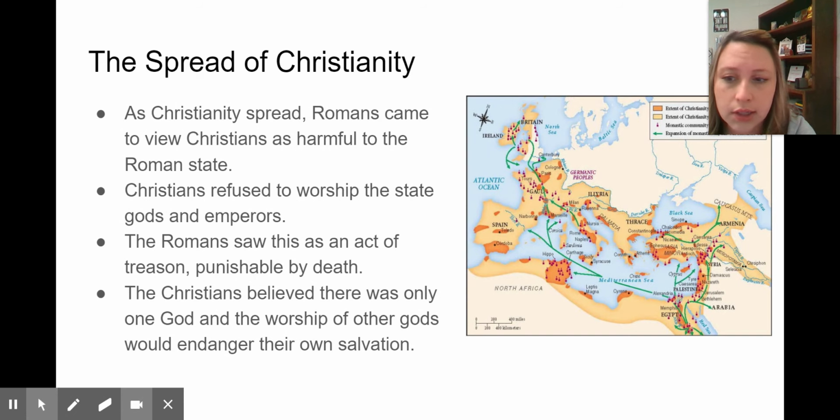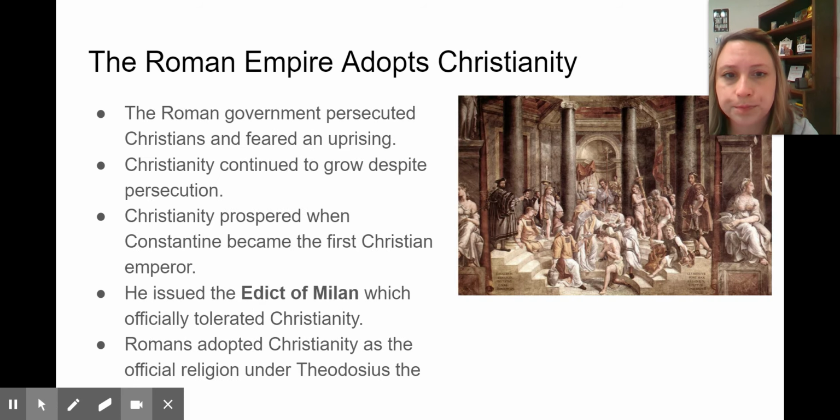There's one God. So the Romans see this as an act of treason, punishable by death, and they start killing Christians. Christians thought that there was only one God. If you worship more than one God, then that's endangering your salvation. So the Roman government persecuted Christians and feared an uprising because there were so many of them. It's insane how fast the Christian religion grows because people knew that this man literally overcame death thanks to God. He was the Son of God.